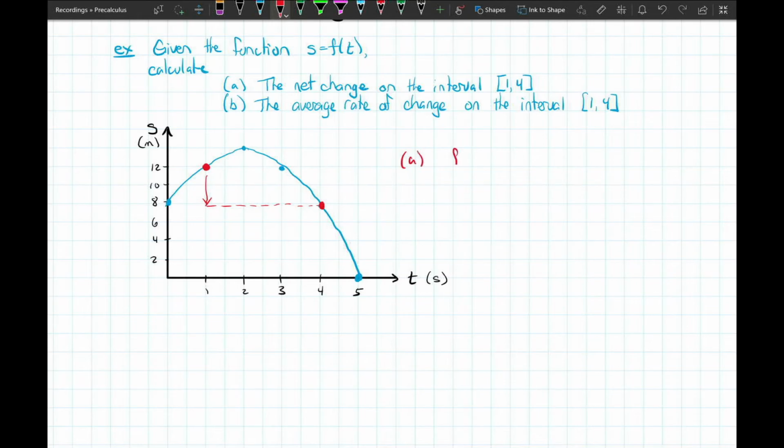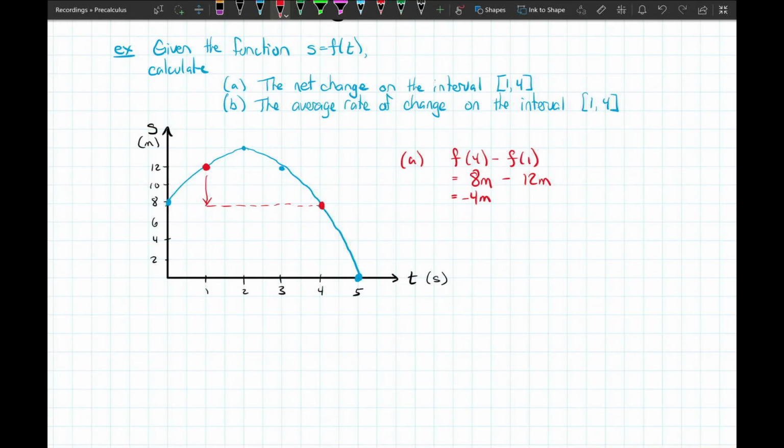Net change is f of 4 minus f of 1, which at 4, we see s is equal to 8 meters. And the initial position here would be 12 meters. And we don't have to put the units into the equation, but we should definitely put them into our final answer. 8 minus 12 is negative 4 meters.